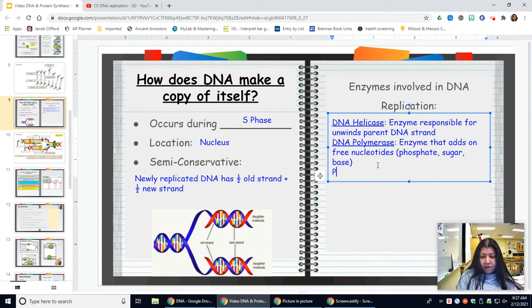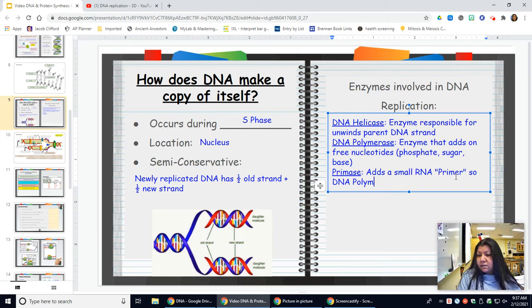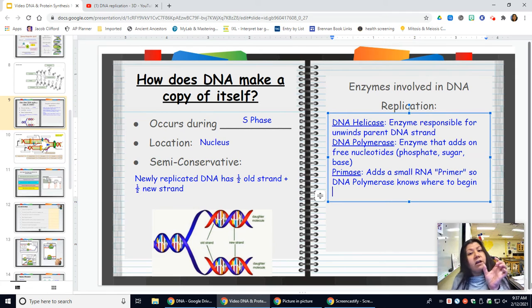All right, we also have primase. So DNA polymerase needs to know where to bind. So primase adds a small RNA primer so DNA polymerase knows where to begin. That primase is just going to add on that small little RNA primer. So that way, it just marks, okay, this is the starting point. This is where we're going to start replicating.